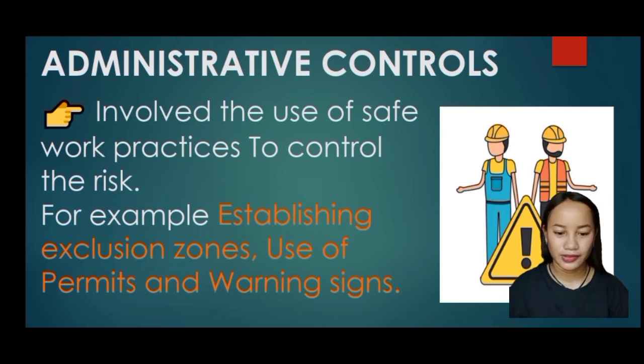I'm going to discuss the administrative controls. What is administrative control? It involves the use of safe work practices to control the risk. For example, establishing exclusion zones, use of permits, and warning signs. Why do we need to establish exclusion zones, use permits, and warning signs?